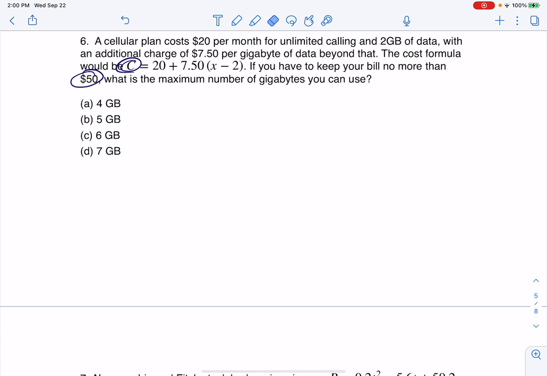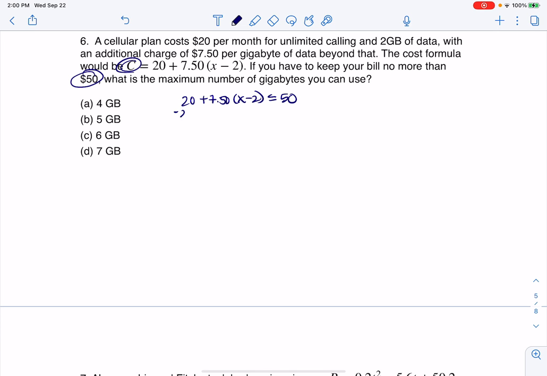Let me erase this so I can put it in the other order. So I'm going to put 20 plus 7.50 times (x minus 2). It has to be less than or equal to 50, because I want to spend no more than $50. So 50 or less. So that's fine.